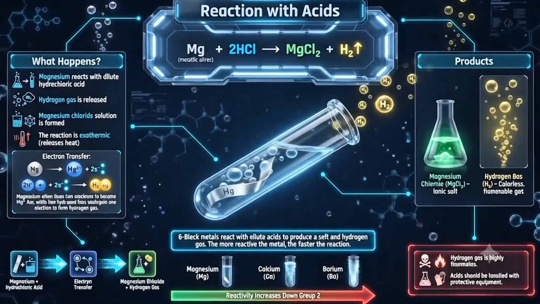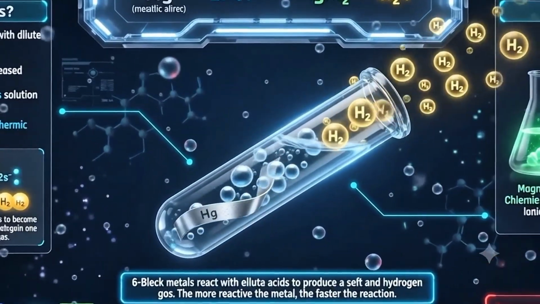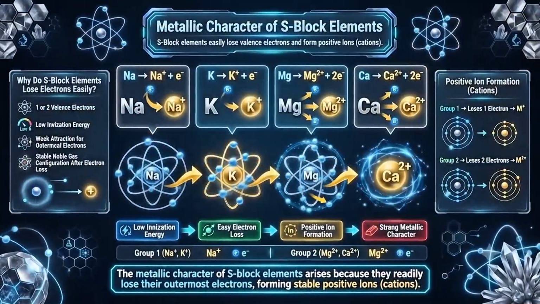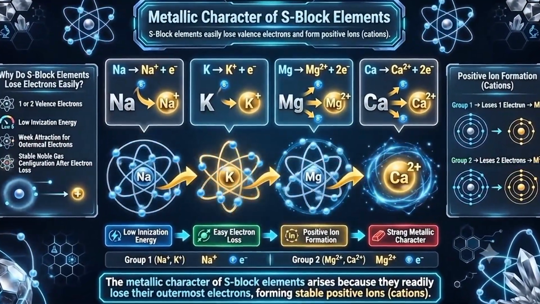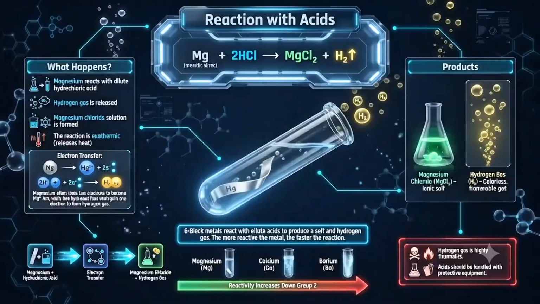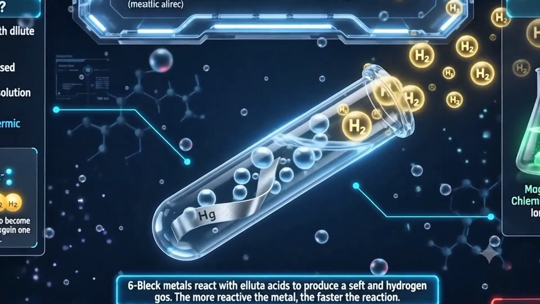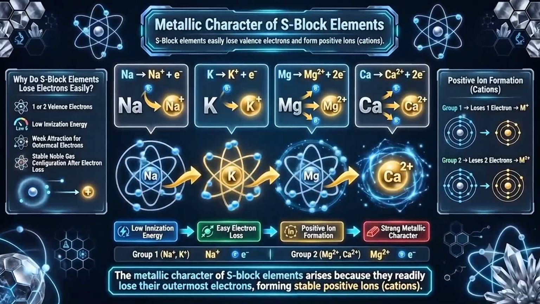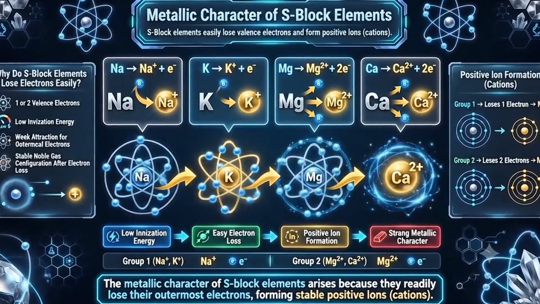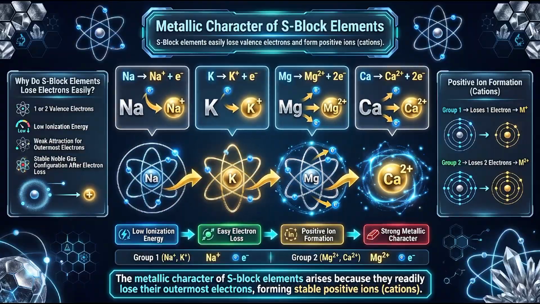A characteristic of S-block elements is their strong metallic character. Metallic character refers to the tendency of an atom to lose one or more electrons and form positive ions, also called cations. Unlike nonmetals, which generally gain electrons, metals readily lose their outermost electrons because these electrons are weakly attracted to the nucleus.